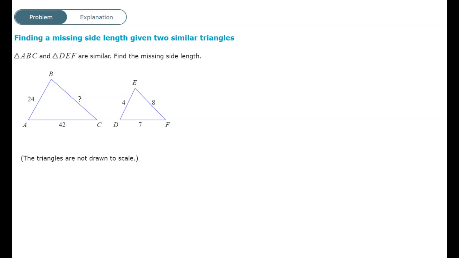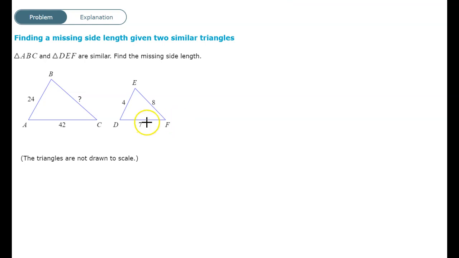Welcome back, everybody. Today we're going to look at Chapter 7, Lesson 4, finding a missing side length given two similar triangles. So triangles ABC and DEF are similar. Find the missing side length. And the missing side length is right here. So we can do this a couple of different ways.